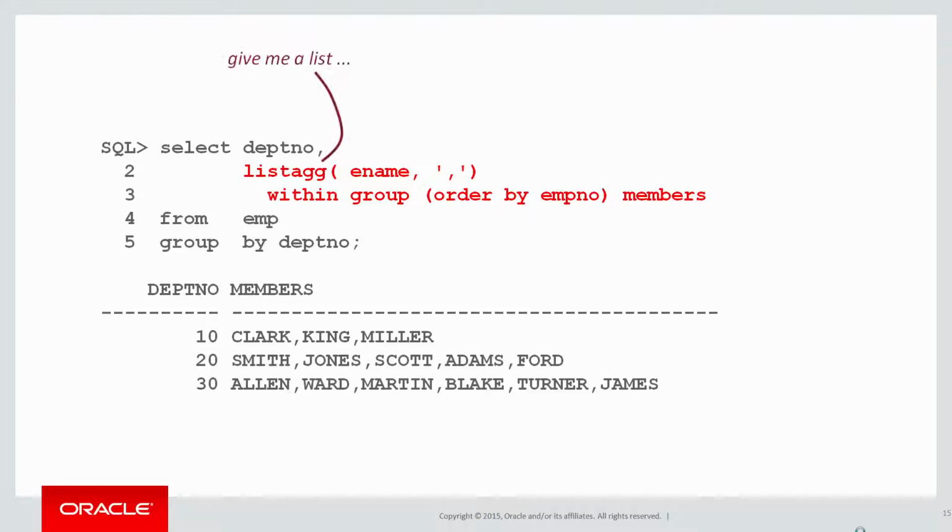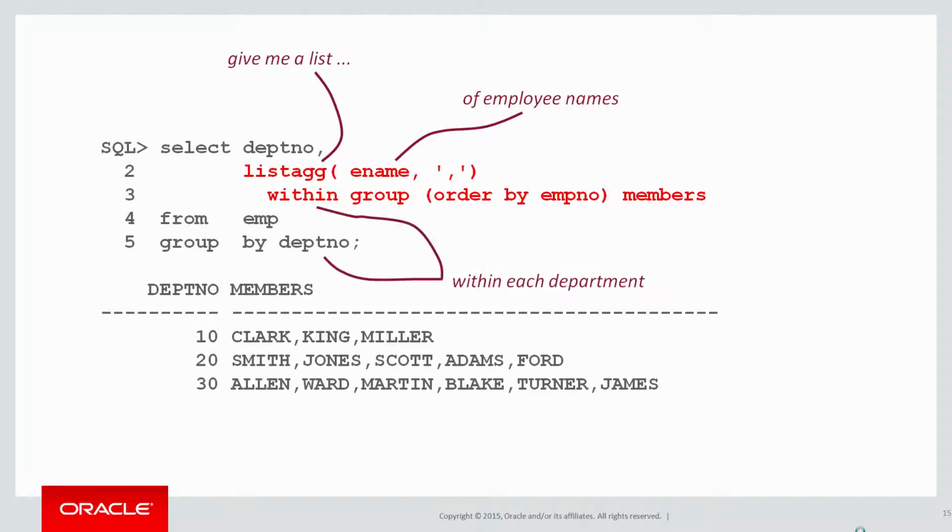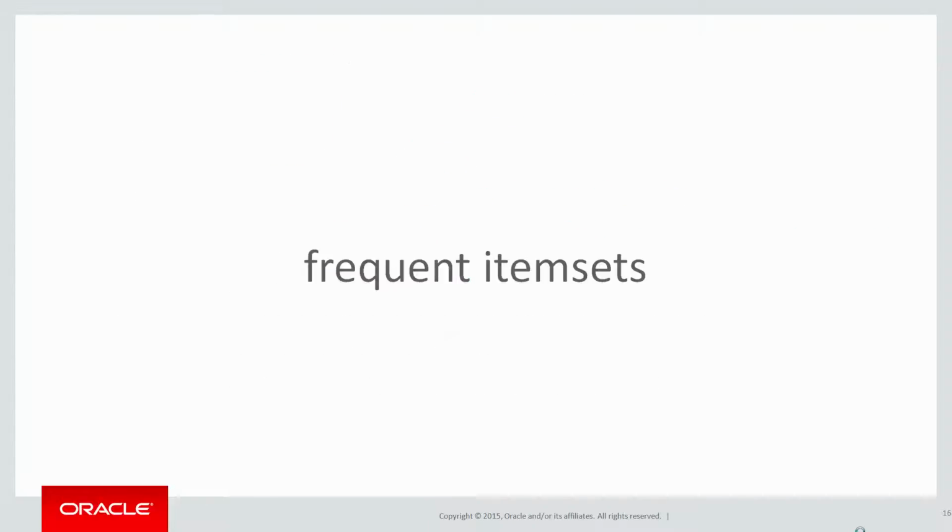For example, give me a list. There we have ListAg of employee names. The employee name is there. Within each department is expressed as within group by department number, sequenced by employee ID is order by empno. The answer almost looks like the original question. That helps us as developers to build solutions quickly. Frequent item sets is an example of that kind of metaphor.